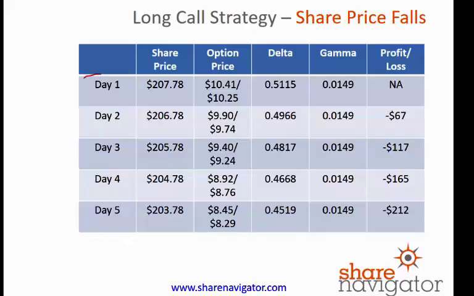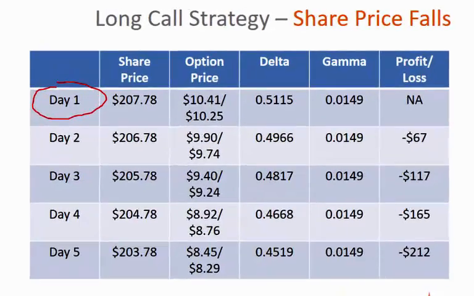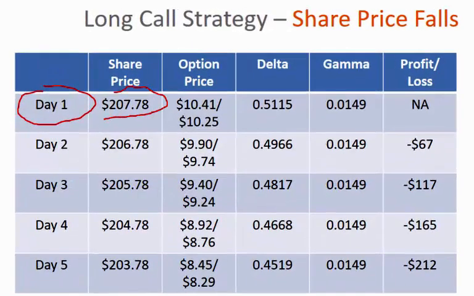So here's day one. The share price when we bought our call option was 207.78. The option price was 1041 stroke 1025, so the ask price was 1041. That's what we paid to buy it, but we also noted the bid price was 1025. Our delta was 0.5115, our gamma was 0.0149, and of course we've only bought it, so there's no profit or loss.